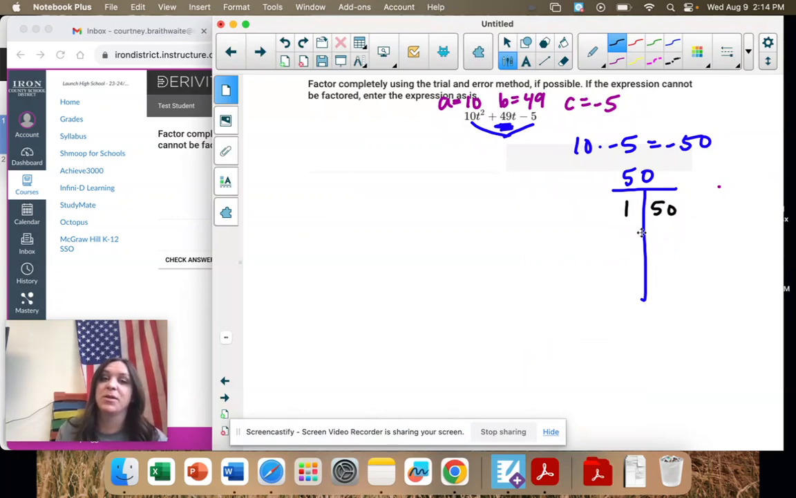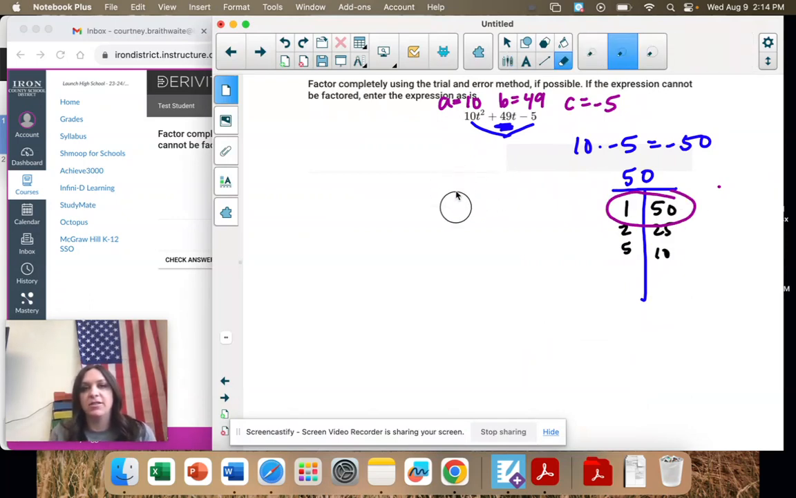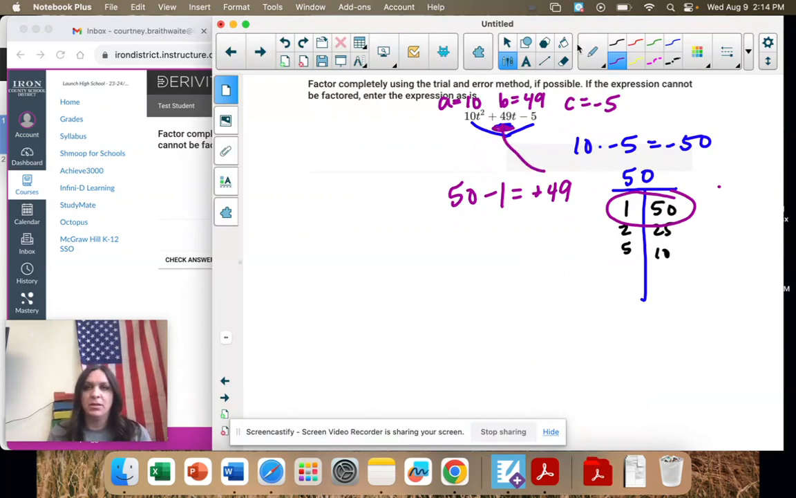50 minus 1. But if you list them all out, you can. That's okay, but that's nice when it's a starting one. 1 or 50, sorry, I wrote it backwards. 50 minus 1 is positive 49. That's what we want.